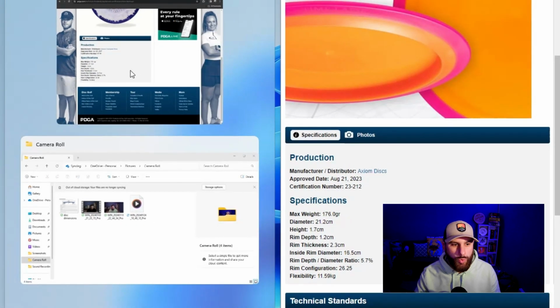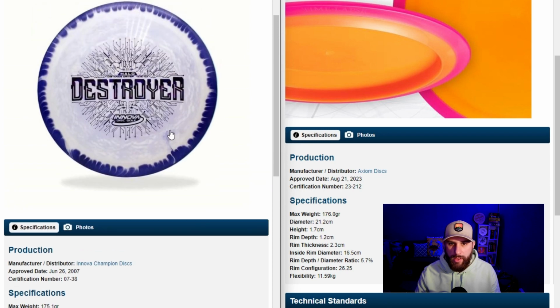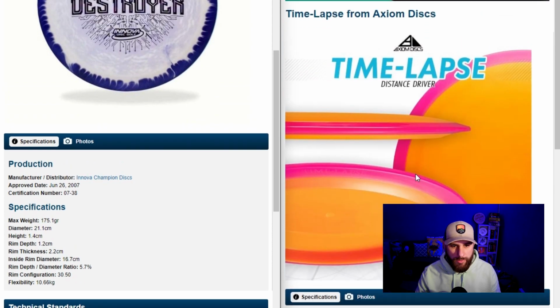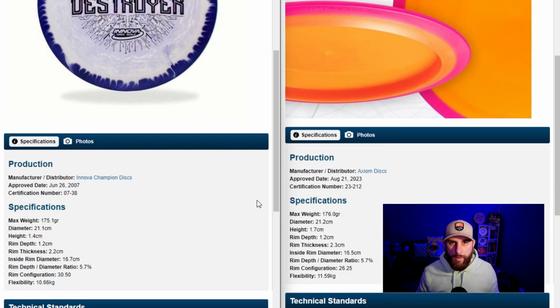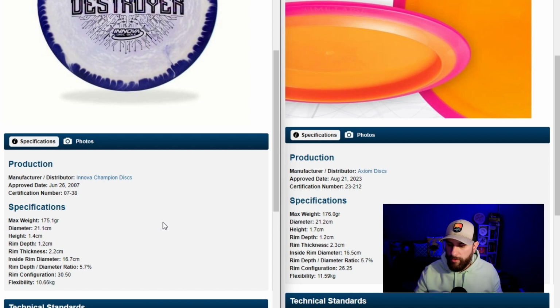So we've got the Destroyer on the left, and we've got, let me see if I can get these, and then we have the time lapse over here. And so let's take a look and kind of compare the numbers, because we both know that both are 12 speeds. All right. Now, generally, when I see rim thickness, the thickness of the disc makes me think about the speed of the disc. All right.